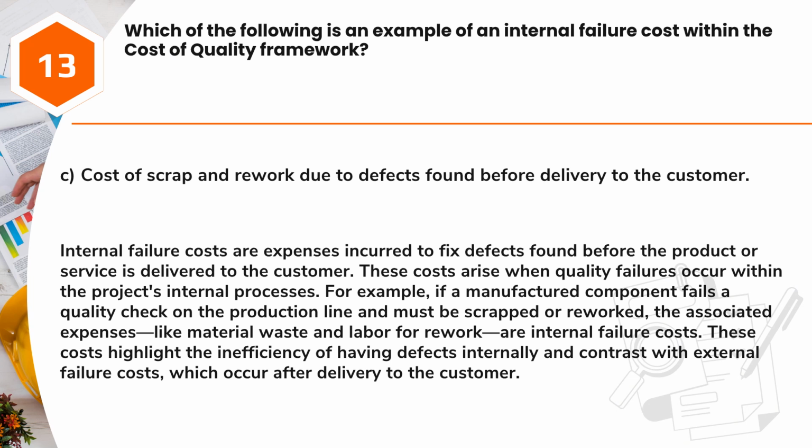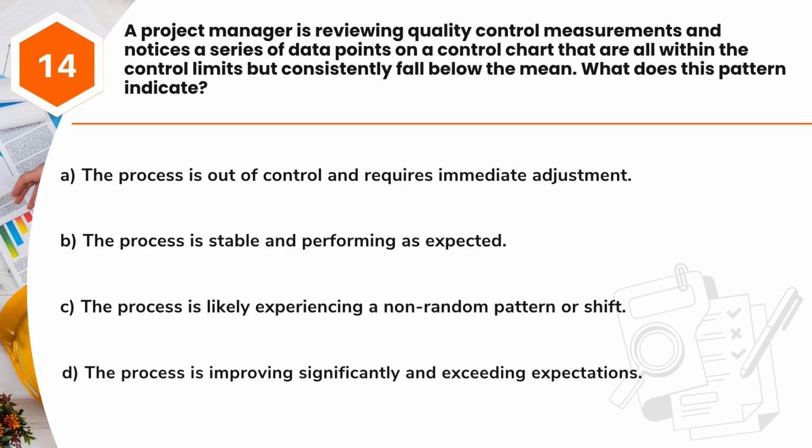Question 14. A project manager is reviewing quality control measurements and notices a series of data points on a control chart that are all within the control limits but consistently fall below the mean. What does this pattern indicate? A. The process is out of control and requires immediate adjustment. B. The process is stable and performing as expected. C. The process is likely experiencing a non-random pattern or shift. D. The process is improving significantly and exceeding expectations.